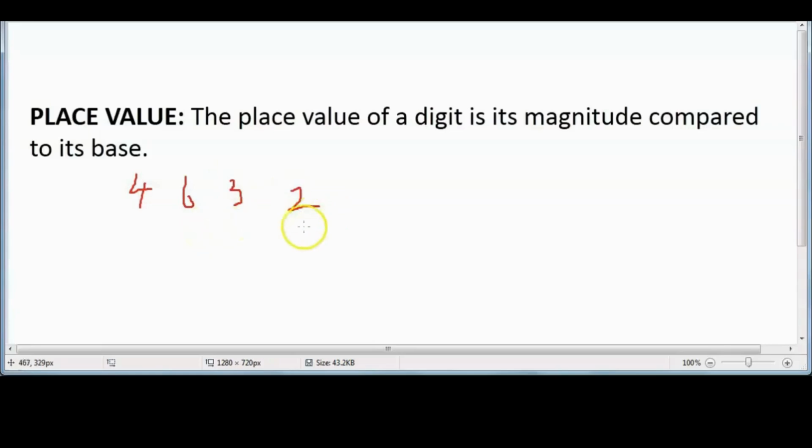Starting from the right, 2 is unit. 3 is tens. 6 is hundred. And 4 is thousand. So we have 4 thousand, 6 hundred, 3 tens, and 2 units.